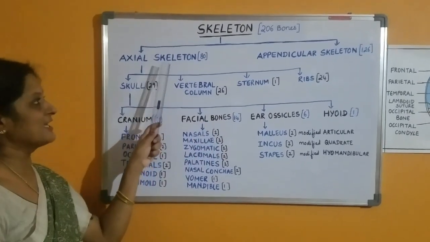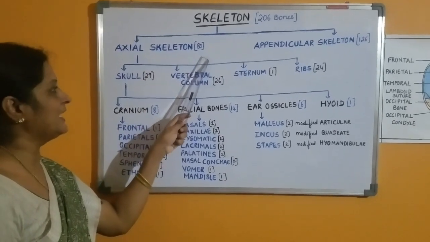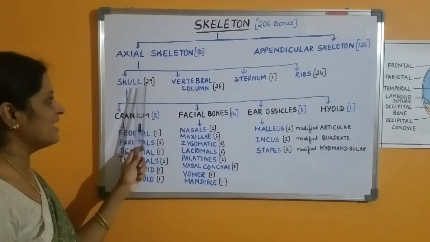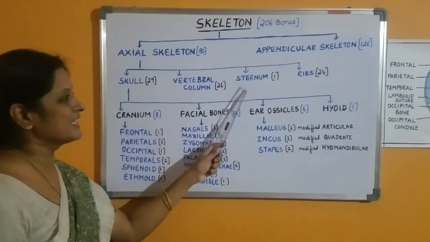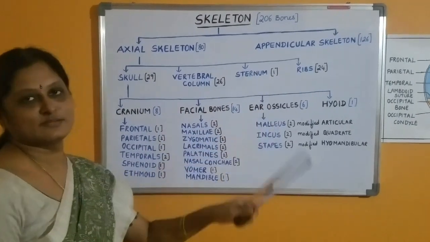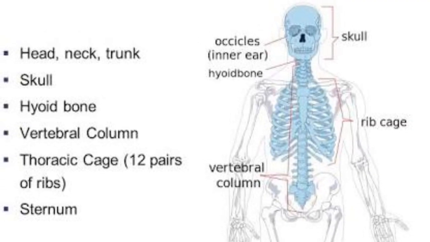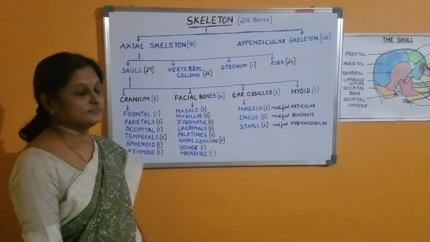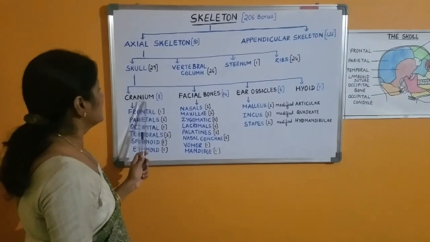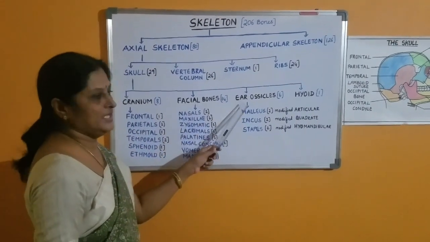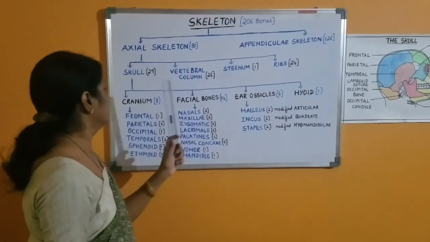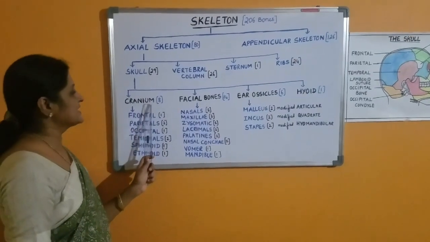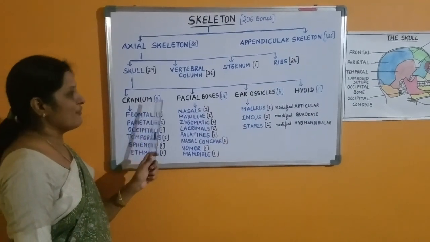And when we take the axial skeleton, it is made up of 80 bones and it includes skull, vertebral column, sternum and ribs. Skull includes cranium, facial bones, ear ossicles and the hyoid. And this cranium is called as the brain box and it is made up of 8 bones.